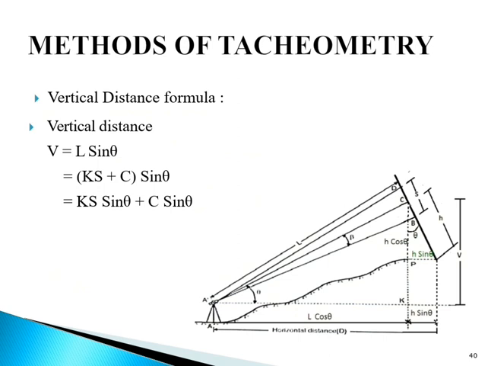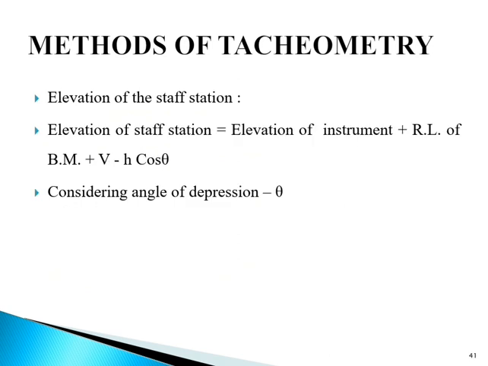Next is the vertical distance formula. So vertical distance V is equal to L sin θ. So simply put the value of L, which is ks + c. So (ks + c) sin θ. Further it is simplified into ks sin θ + c sin θ. Now if we talk about the elevation of the staff station, the elevation of the staff station is equal to the elevation of the instrument plus RL of benchmark plus V minus h cos θ. So that was considering the angle of elevation.